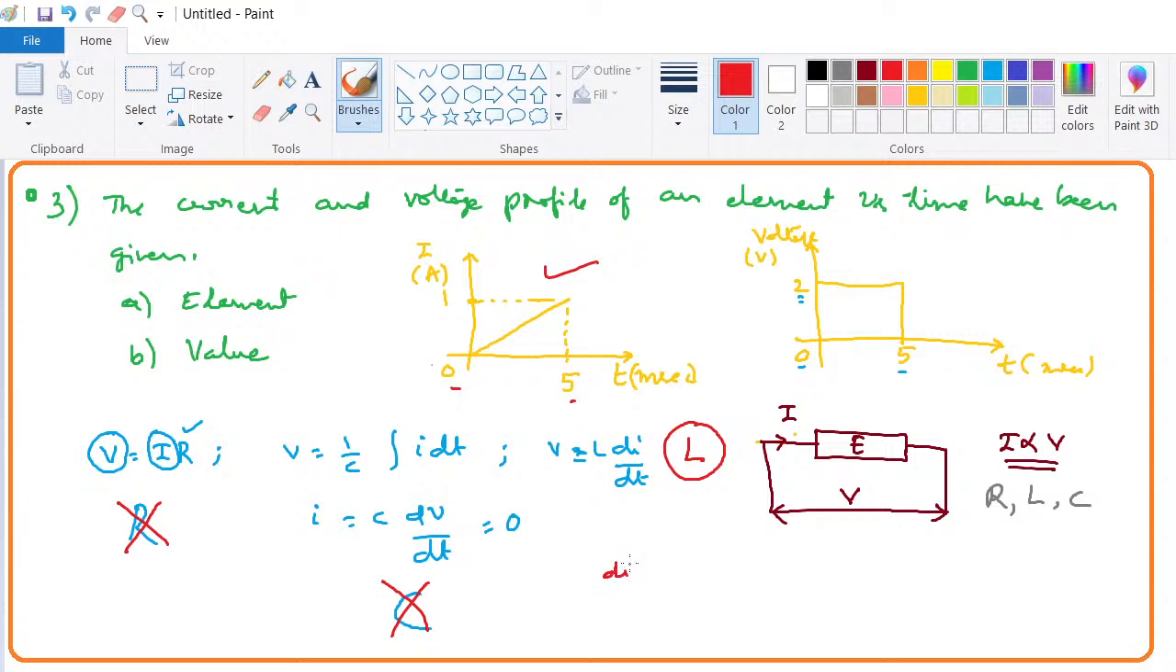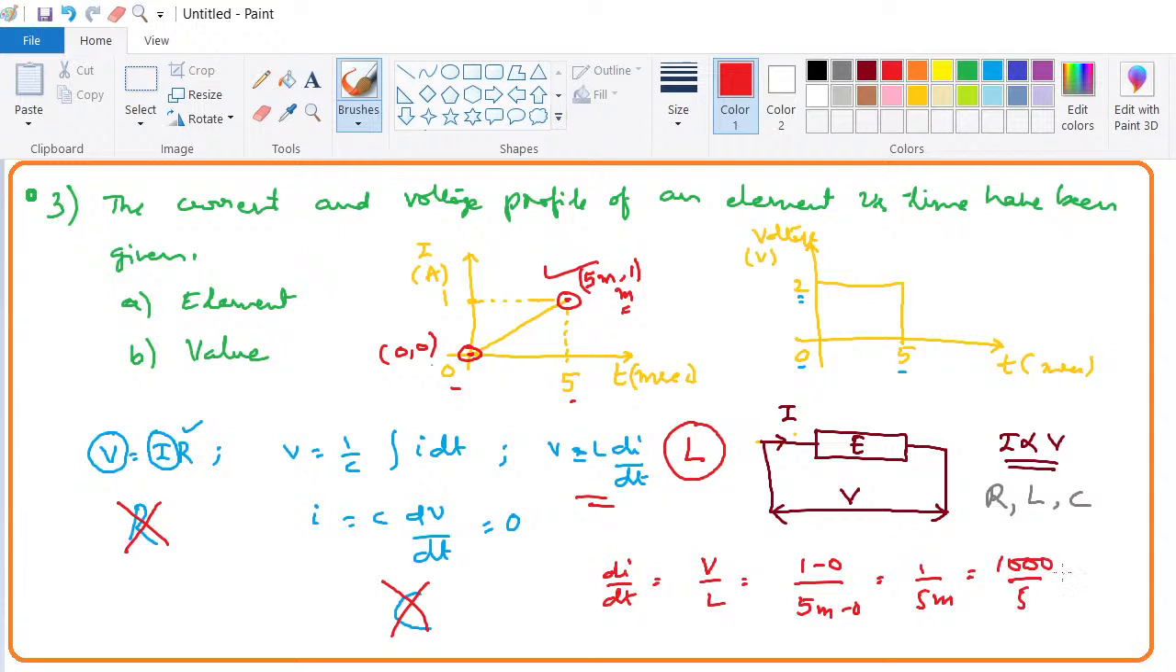So what is the value? Let me write di by dt is equal to, according to this, V by L. But from these 2 points we can say that it's the slope actually. So I can simply say the slope of this line. How can we go ahead? This point is 0 comma 0 as we know, and this point on the x-axis is 5 millisecond, comma on the y-axis it is 1. So the slope is y2 minus y1 by x2 minus x1. So 1 minus 0 by 5 milli minus 0, which is equal to 1 by 5 milli, which is equal to 1000 divided by 5, which is 200. So 200 ampere per second.